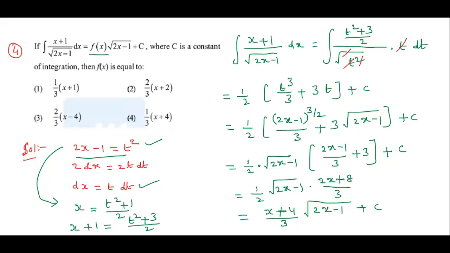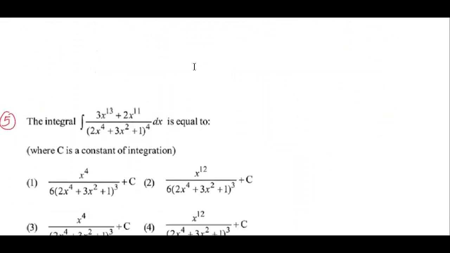Now observe the question and answer. f of x into under root 2x minus 1 plus c. What is the f of x value finally? Tell me. So the f of x value is (x plus 4) divided by 3. This is the answer. So observe the options. The fourth option is correct.